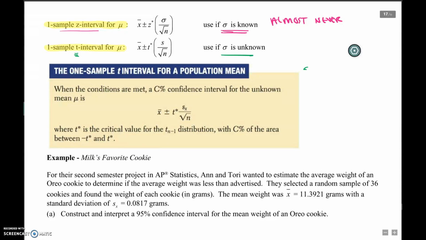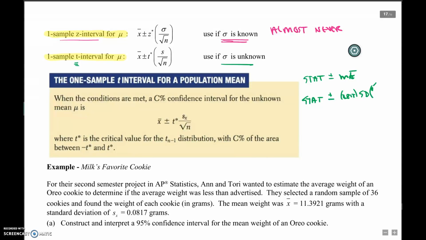Remember, confidence intervals are always your stat plus or minus your crit value times, well, overall, plus or minus your margin of error, right? Which is your stat plus or minus your crit value times the standard deviation of the stat.